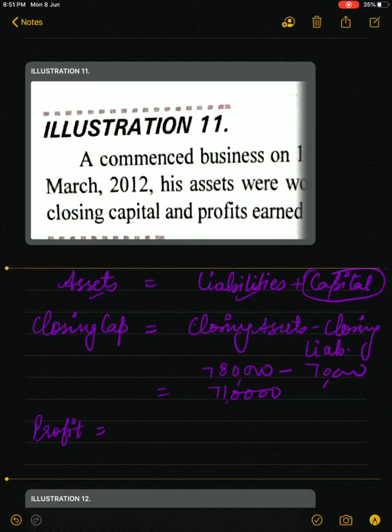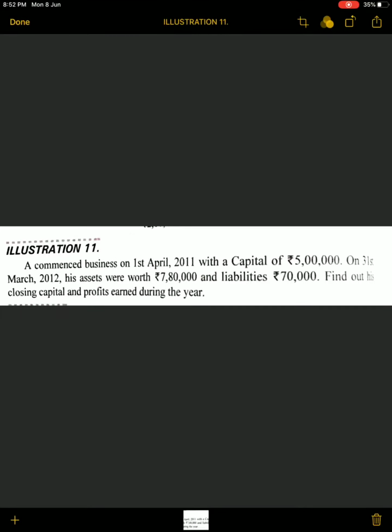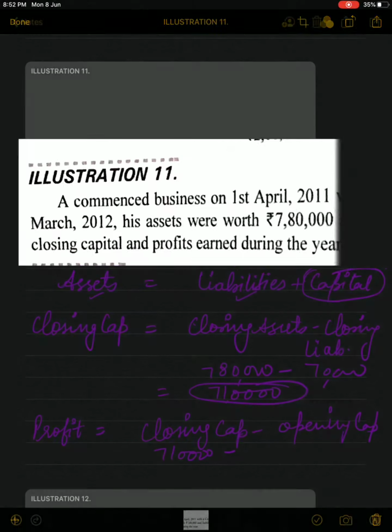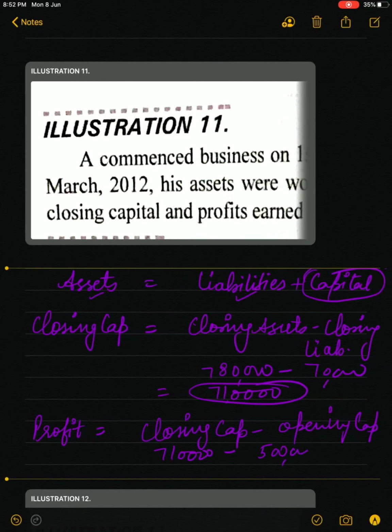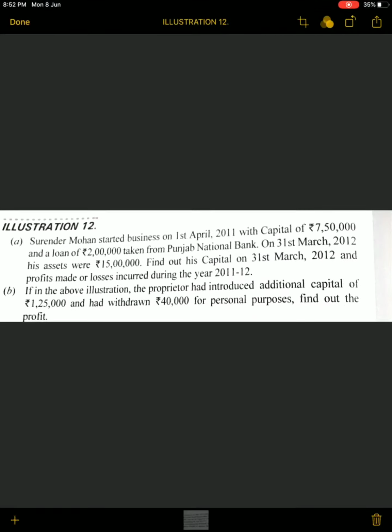So next we have to find out the profit. And how do we find out the profit? The formula for calculating the profit is closing capital minus opening capital. What is closing capital? We found 7,10,000, and opening capital is given in this question. 1st April capital is opening capital, the amount is 5 lakh. And the profit amount is 2,10,000. Learn these formulas.